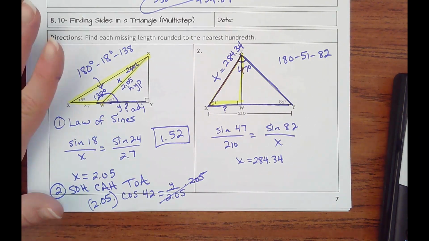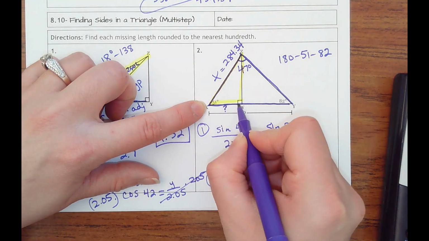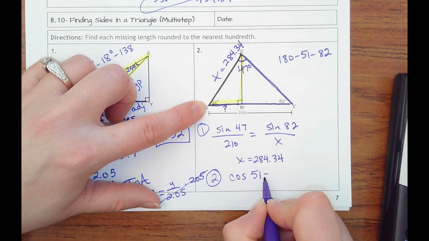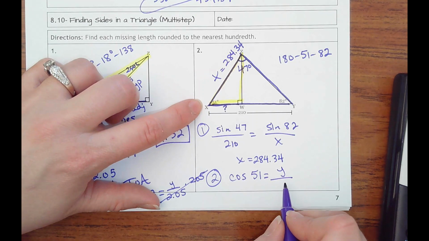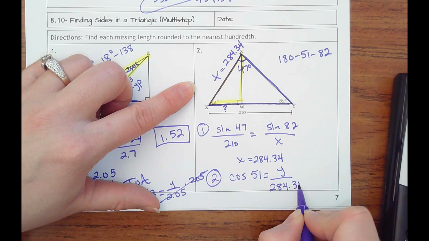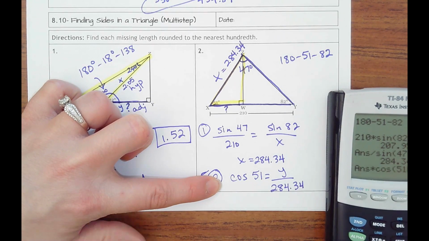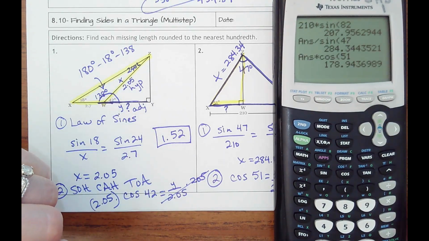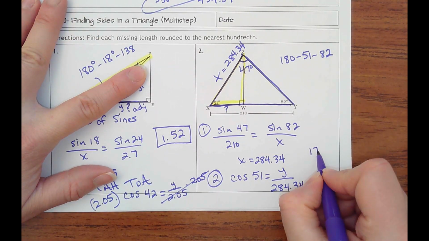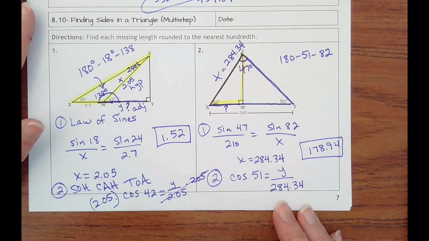Now working in this right triangle, I just do SOHCAHTOA. Law of sines was step 1, SOHCAHTOA is step 2. Again, I have the adjacent that I'm trying to find, and they are giving me the hypotenuse. So I'm going to use cosine of 51 equals y over 284.34. I'm just multiplying that times the cosine of 51, and it should get 178.94. Definitely not drawn to scale if that whole thing is 210, but that is our answer.